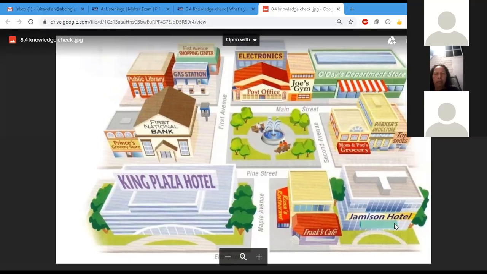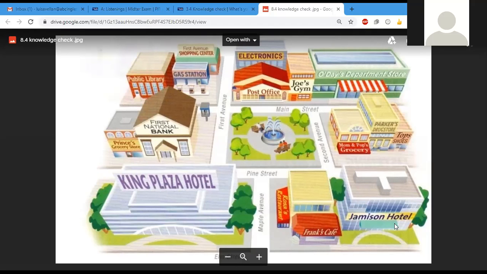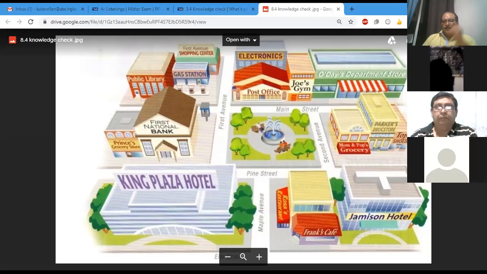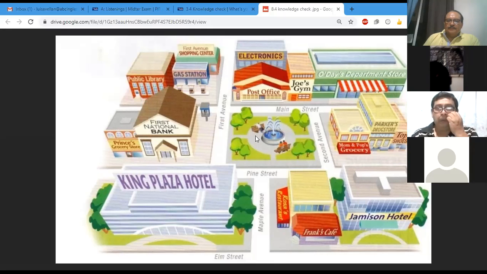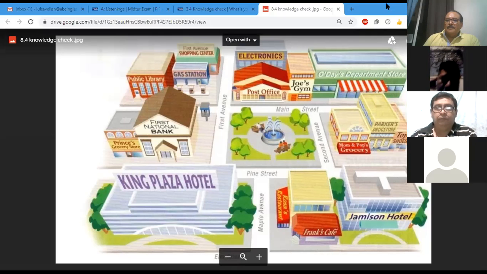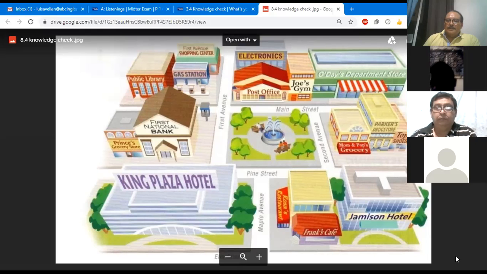Good evening. The shopping center is behind the gas station. The post office is in front of the park. The mom and pop grocery is next to Parker's Drugstore. Parker's Drugstore is between the mom and pop grocery and Top Juice. Okay. Thank you.